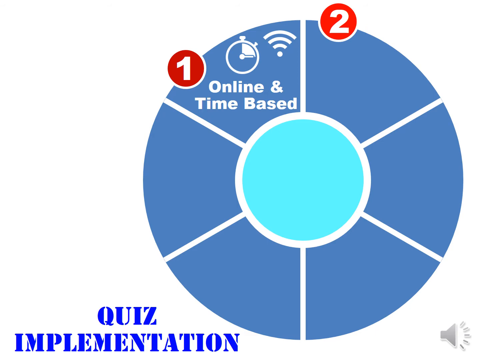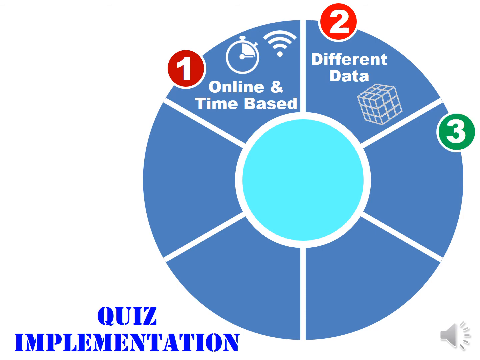Okay, next, number 2. All students will have the same questions. However, each student will have different data, which means students cannot copy the answer from their friends. So each student needs to calculate their own answer for the quiz.